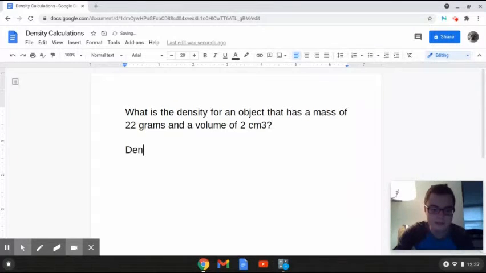Okay, so the density equals 11, and remember we need to include the units, so the units in this case are grams per centimeter cubed. So the answer for this problem for the density is 11 grams per centimeter cubed, because if we take a look here, mass is measured in grams, and the volume for this problem is measured in centimeters cubed. So if we put the two together, we get grams per centimeter cubed. And that is how to solve this problem. So let's hop on to another one.